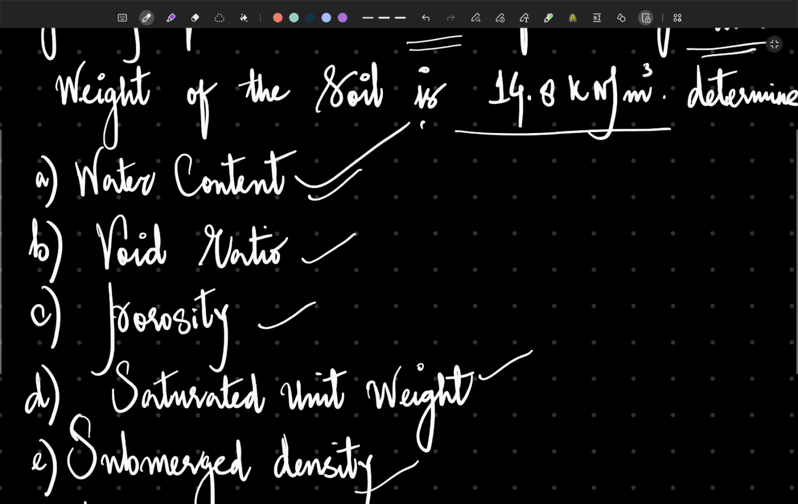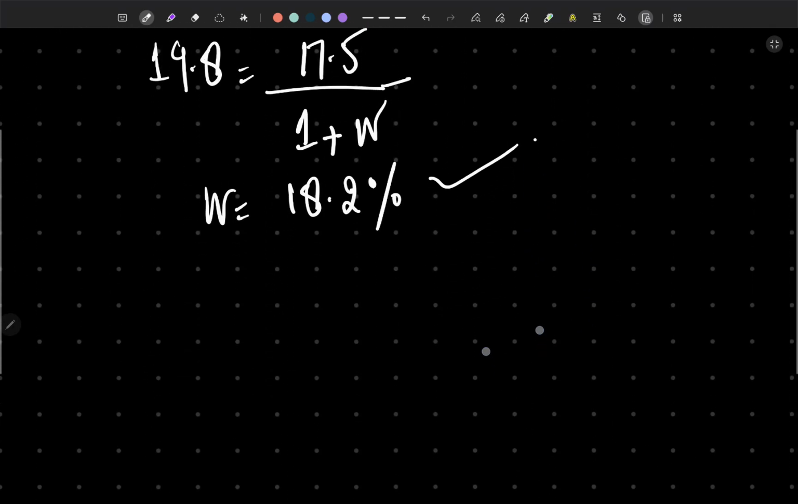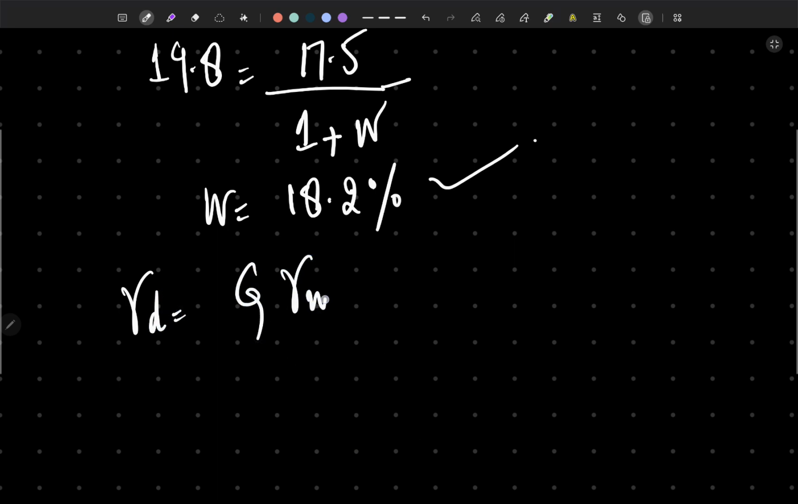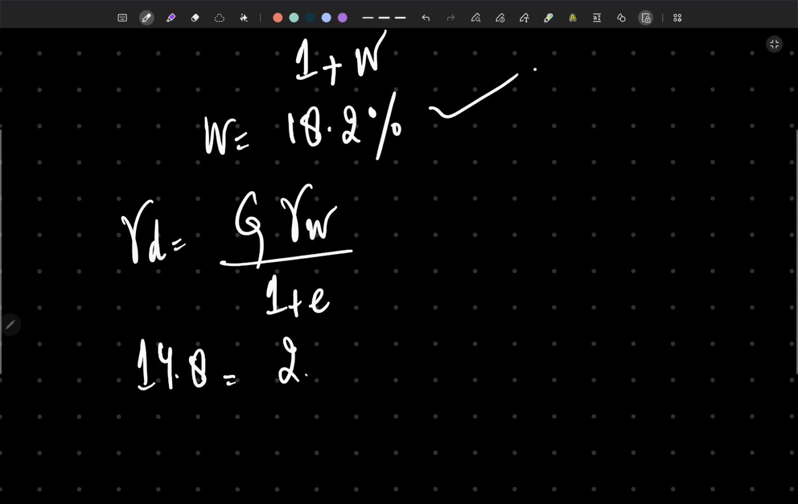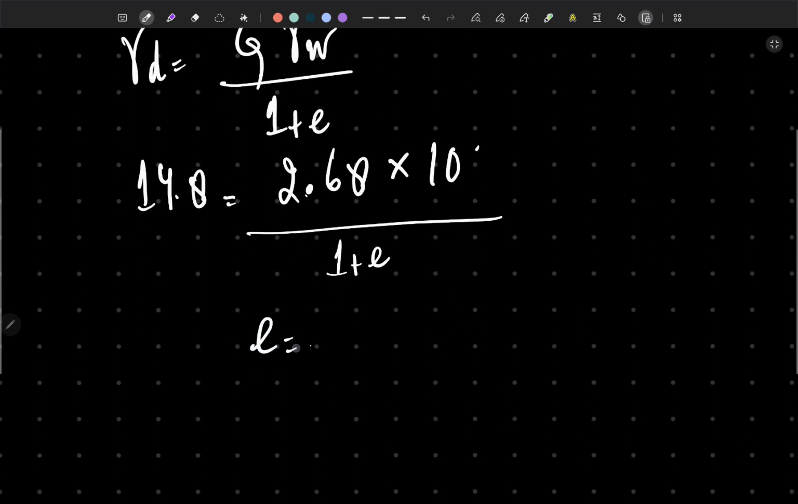Our next aim is to find the void ratio. Now we'll be using one more equation for the same thing, that is dry unit weight equals G times the unit weight of water divided by 1 plus E. Dry unit weight 14.8. Specific gravity, as per the data, we have to use 2.68. Unit weight of water is 10 kilonewton per cubic meter. 1 plus E. Upon calculating, void ratio is 0.81. Next parameter done.